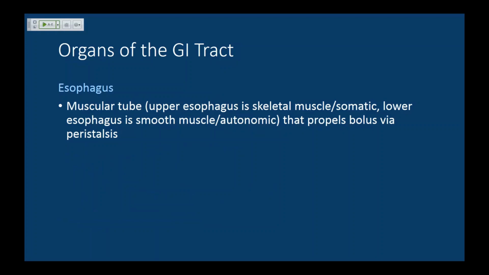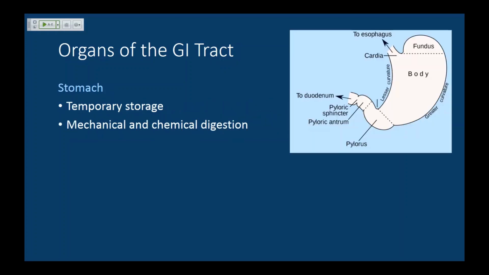That bolus will move into the esophagus, which is a muscular tube that propels the bolus via peristalsis into the stomach. One important thing to know is the upper esophagus is skeletal muscle, whereas the lower esophagus is smooth muscle, which should kind of make sense because you can initiate swallowing at will. That's the upper esophagus, but you can't stop the propulsion of that swallowing reflex down to the stomach because the lower esophagus is smooth muscle and therefore mediated by the autonomic nervous system and out of our control.